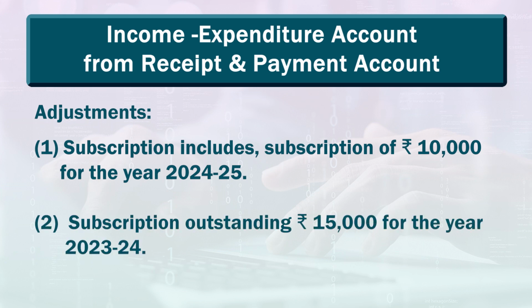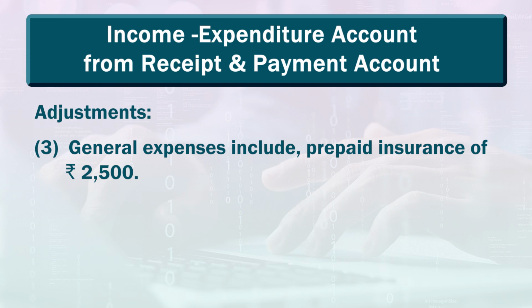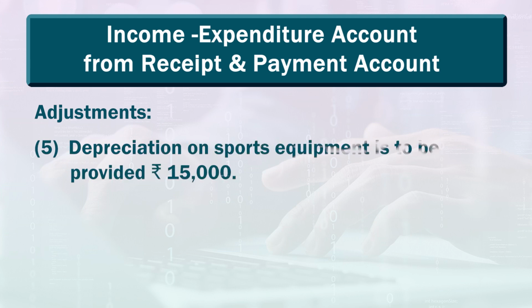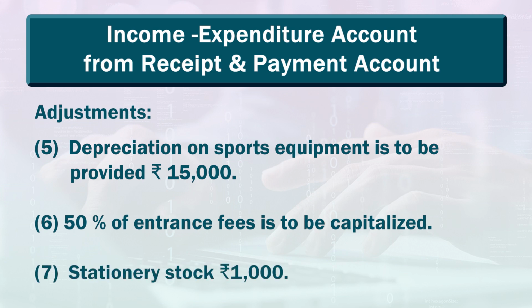The adjustments given are: subscription includes subscription of 10,000 for year 24-25. The subscription outstanding of rupees 15,000 is for year 23-24. The general expenses include prepaid insurance of rupees 2,500. The salary outstanding is of rupees 10,000. Depreciation on sports equipment is to be provided at rupees 15,000. 50% of the entrance fee is to be capitalized. The stationery stock is of rupees 1,000.